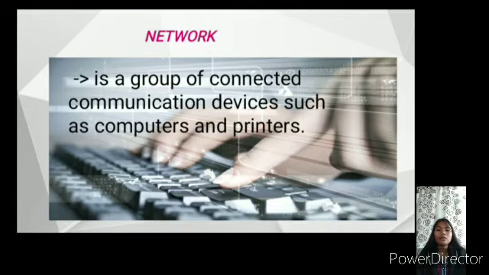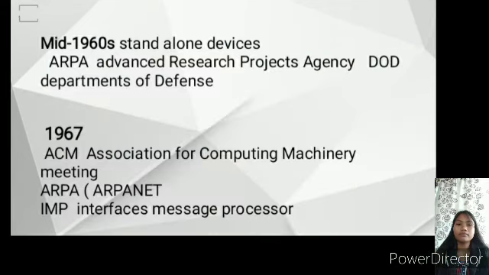Next guys, what is a network? A network is nothing but a connection made through a connection link between two or more devices. Devices can be a computer, printer, or any other device that is capable of sending and receiving data. In the mid-1960s, there were stand-alone devices.